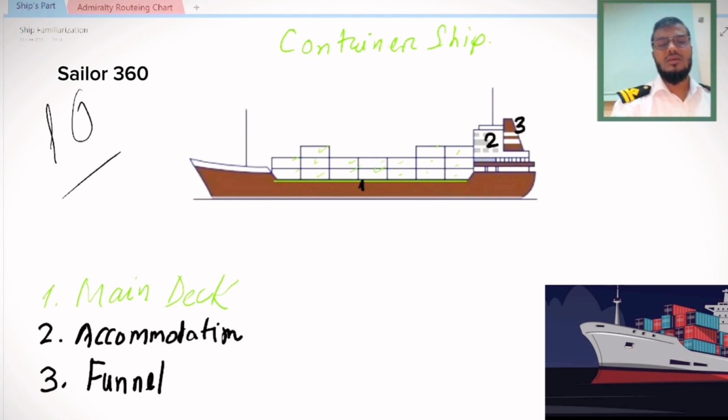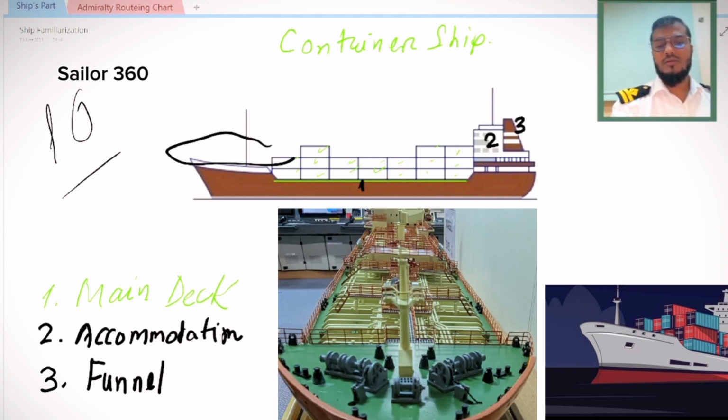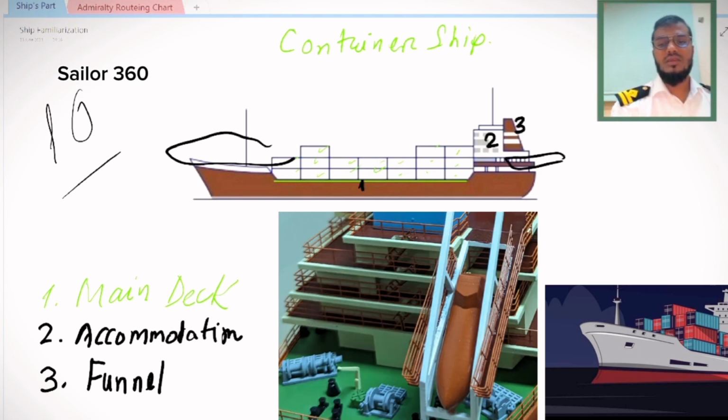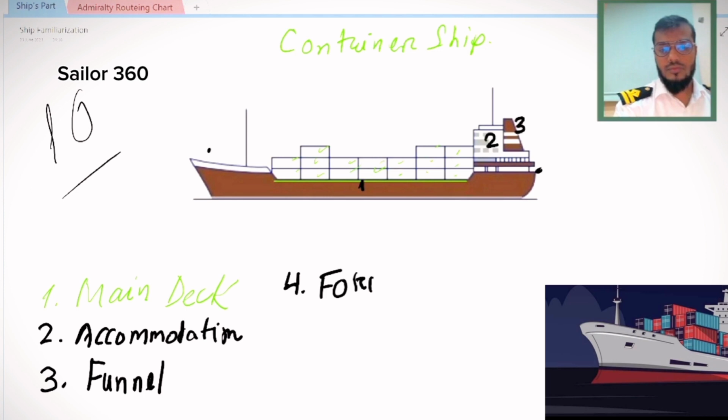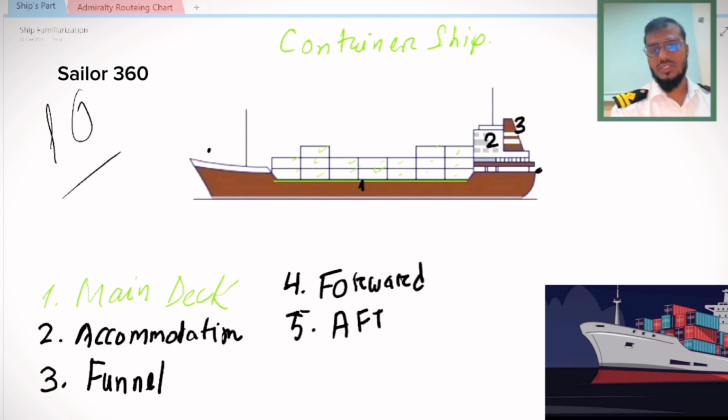Okay, now the next part I want to talk about is the forward part and the aft part of the ship. This is the forward part, of course, and this is the aft part. And you know, the way it is understood is very simple. This is called forward and this is called aft. So we will write forward number 5, aft. Afterwards, or in short, it is called aft.